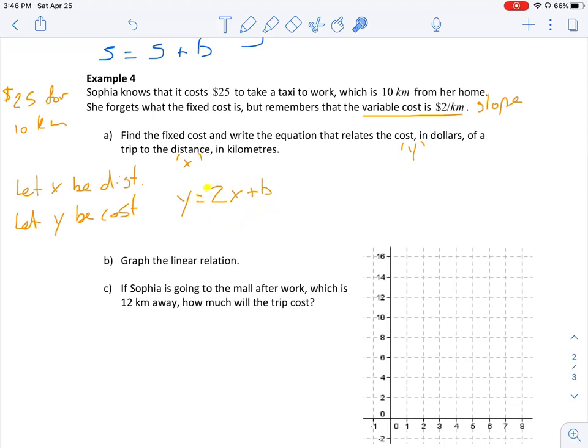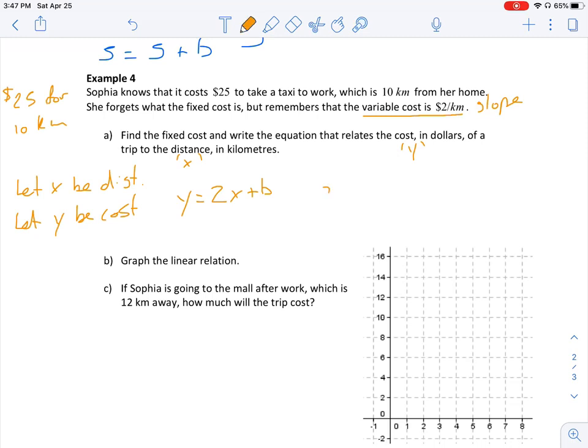Can we take the information that we have from here, plug it into this equation, and find the equation of a line? Well, to do that, we would need a point, right? If you remember, what are the two things we need? We need a slope and we need a point, an x and a y. Do we have an x and a y point? We actually do. $25 for 10 kilometers. So at 10 kilometers, it's going to cost you 25 bucks. So if I was to plot that, when x is 10, y is 25. So x is distance, y is cost. So I'm going to plug that in.